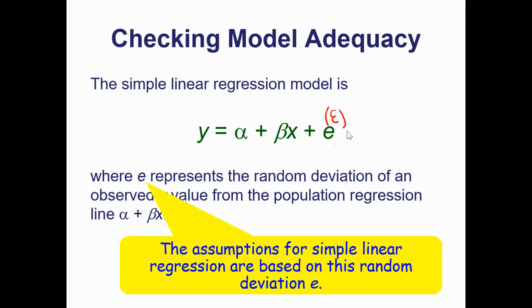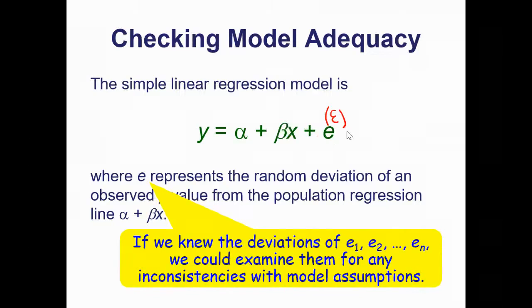If you look back at your assumptions, you'll notice that they all are based on the random deviations. We're not basing them on slope. We're not basing them on the intercept. Everything is based on the deviations. So when we look at the fit of a model, that's what we're going to focus on still, the deviations. If we knew the deviations, we could examine them for any inconsistencies with assumptions. But we don't know ahead of time what they're going to be.